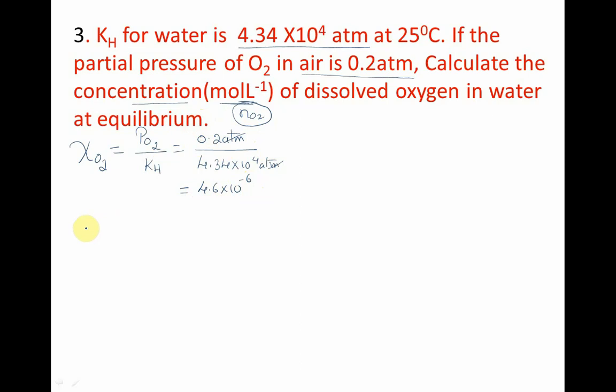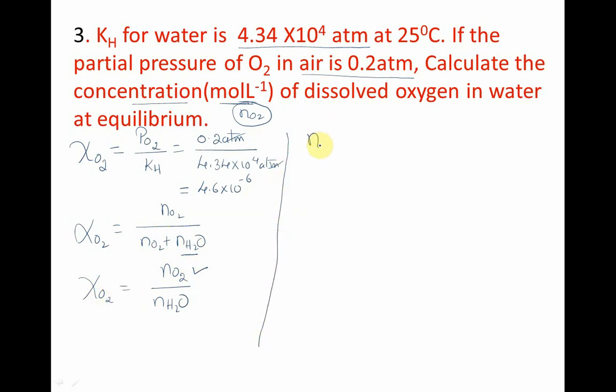So since mole fraction of oxygen is equal to number of moles of oxygen by number of moles of oxygen plus number of moles of water. Number of moles of water when compared to this will be maximum, therefore I can rewrite this equation as mole fraction of oxygen is equal to number of moles of oxygen by number of moles of water. I need to find this value.